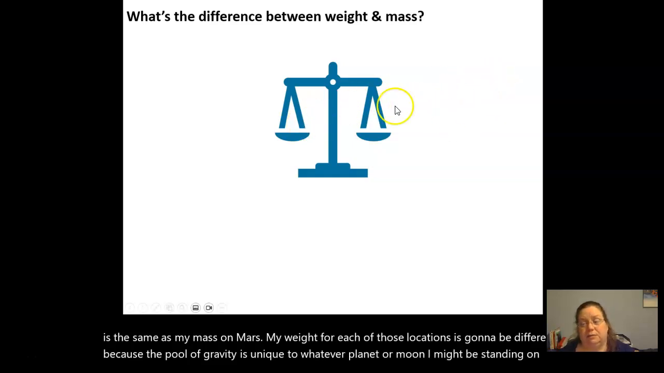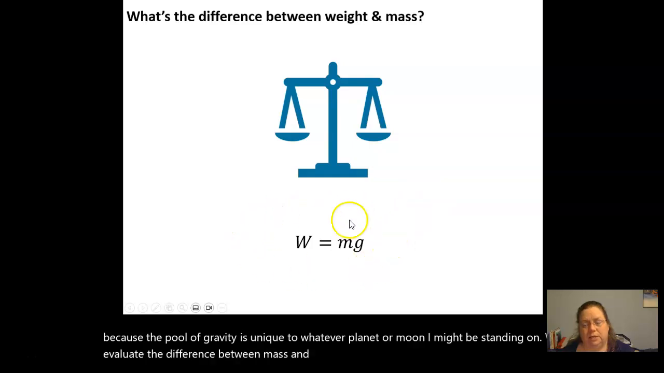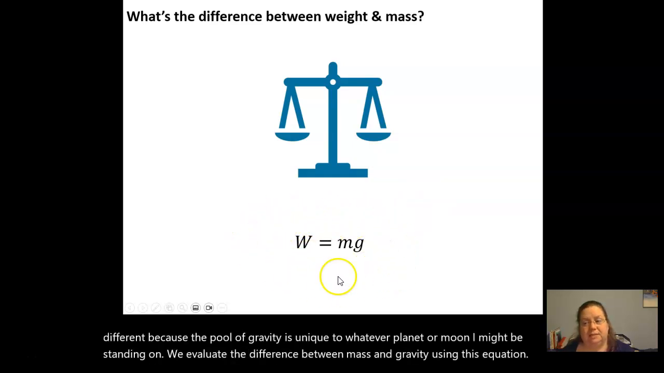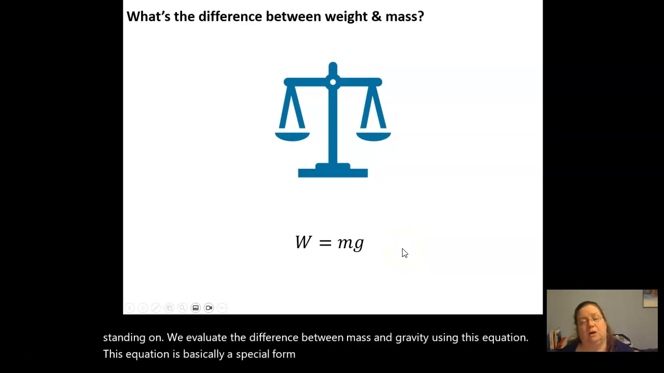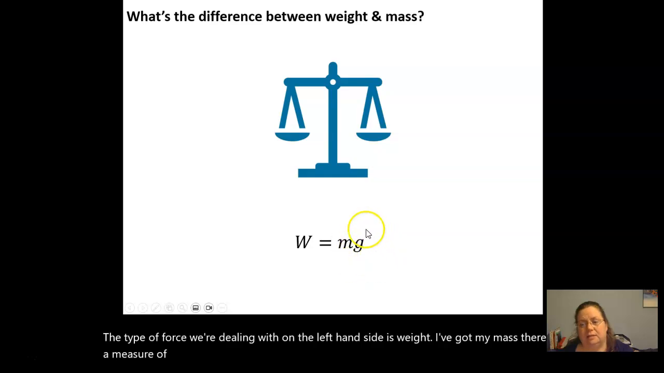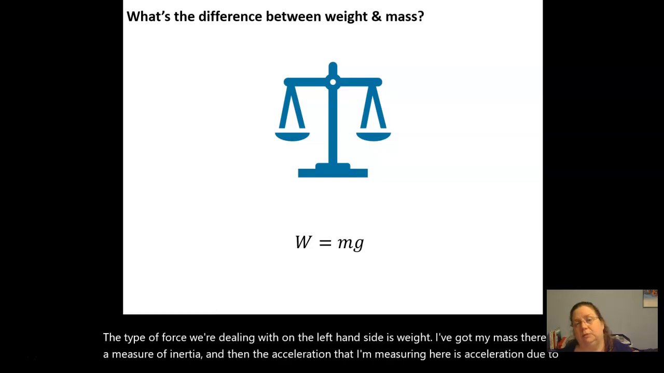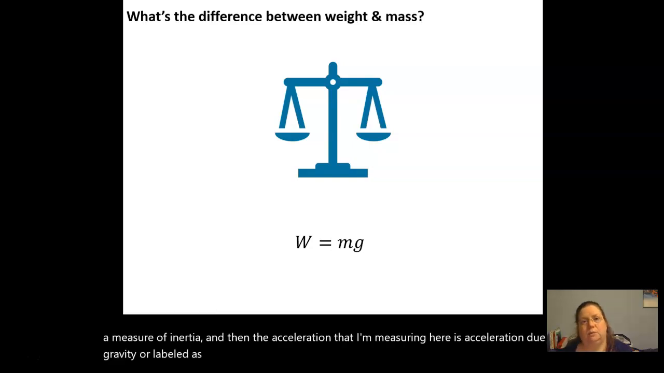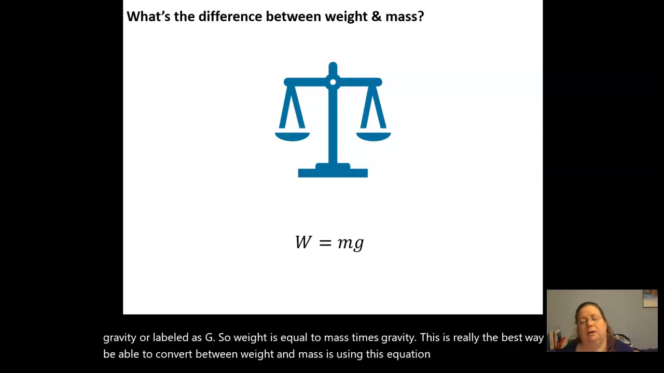We evaluate the difference between mass and gravity using this equation. This equation is basically a special form of Newton's second law. The type of force we're dealing with on the left-hand side is weight. I've got my mass there as a measure of inertia. And then the acceleration that I'm measuring here is acceleration due to gravity, or labeled as g. So weight is equal to mass times gravity. This is really the best way to be able to convert between weight and mass, is using this equation here.